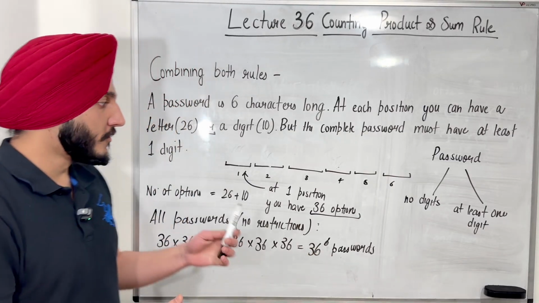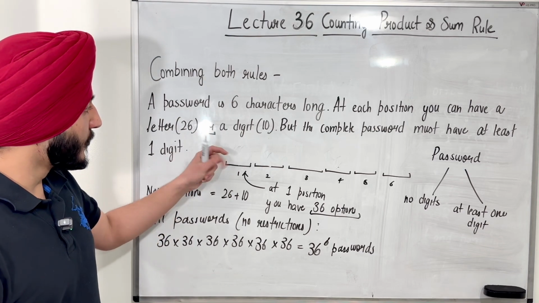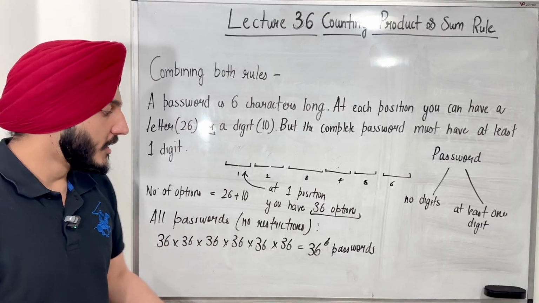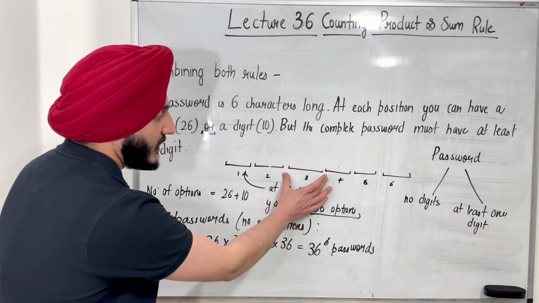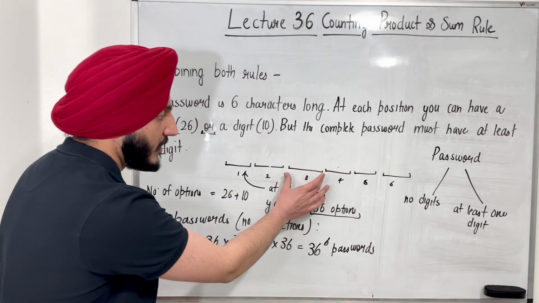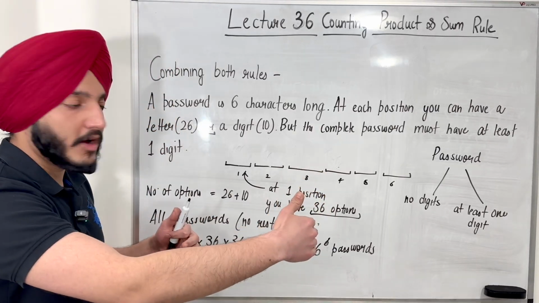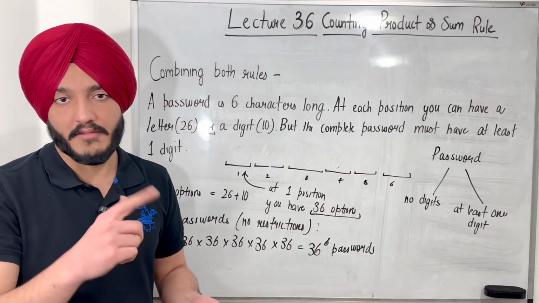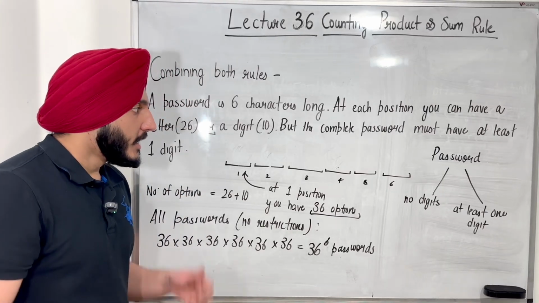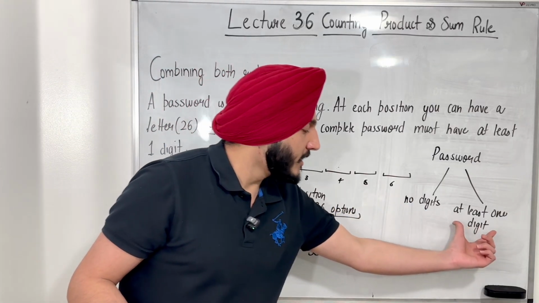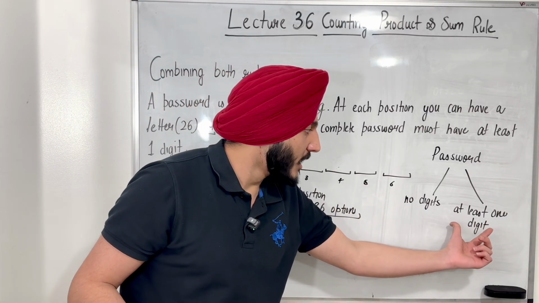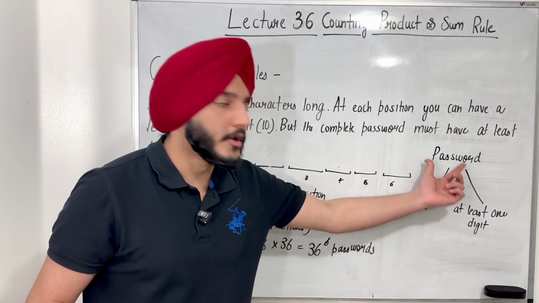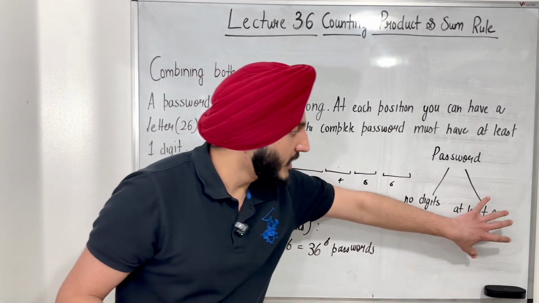Once again, at every single position you can have a letter, 26 letters plus a digit, so 36 total options. And the question is saying it is a 6-digit password, or I should say a 6-character long password. So the total options would be 36 to the power 6, I should say, right? Okay, now instead of me trying to find all the passwords with at least one digit, how about I subtract the passwords with no digits from the total number of passwords, right? That would give me this part.